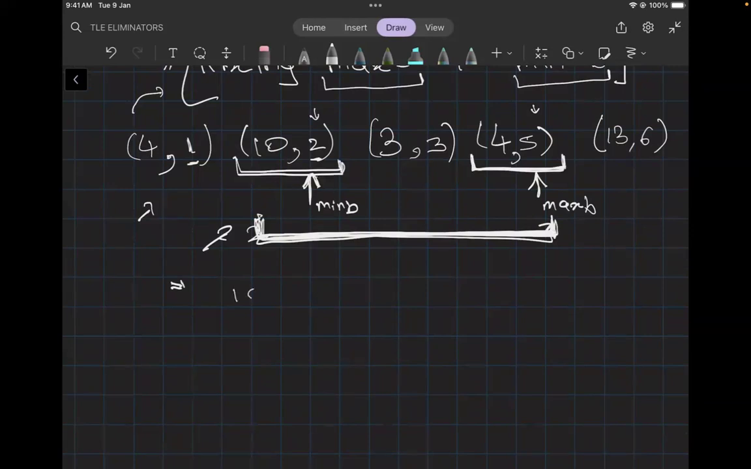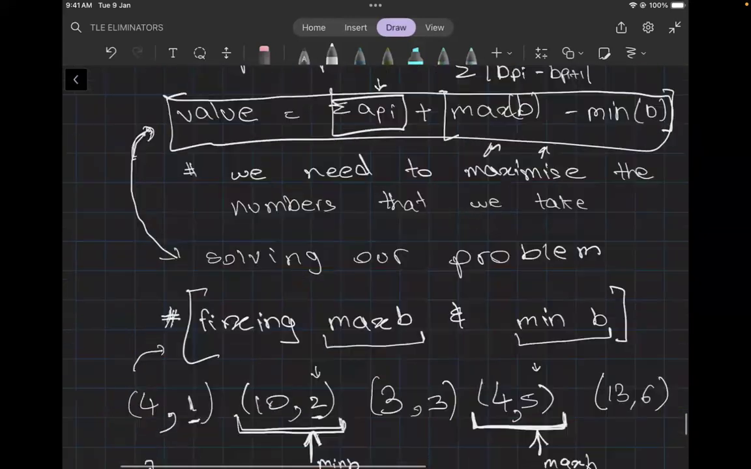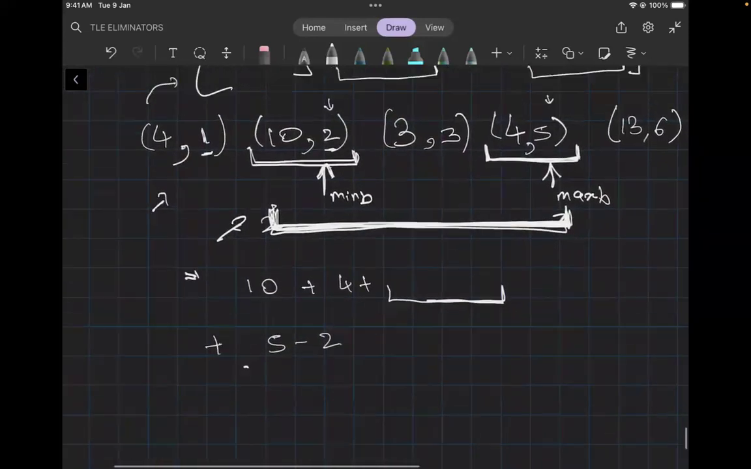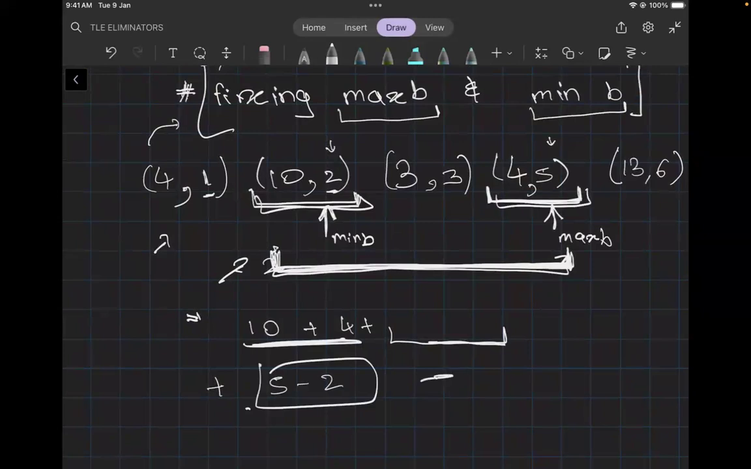So my answer is already going to be 10 plus 4 plus whatever I take plus 5 minus 2. As we discussed, the formula is summation of API plus max B minus min B. Since I fixed what my max B and min B is, the first two values I have already taken, whatever min B and max B had. Apart from that, the summation BPI part is always going to give 3, right?